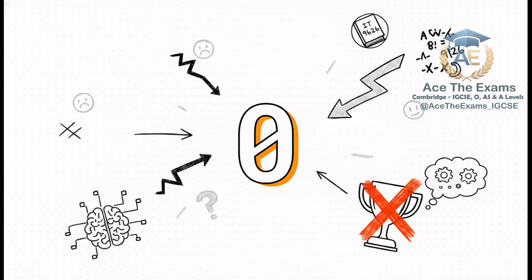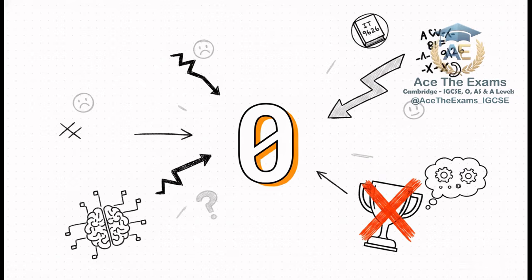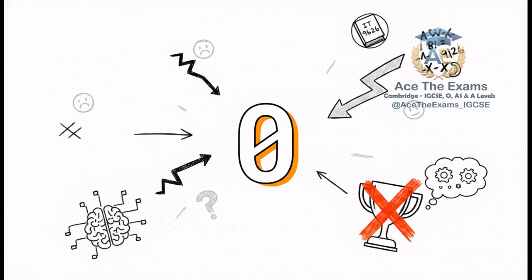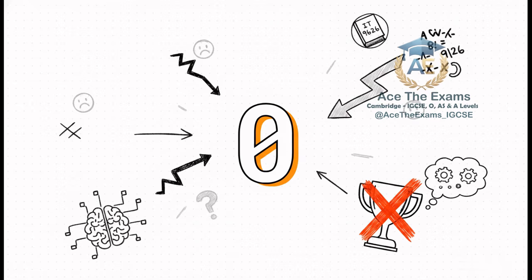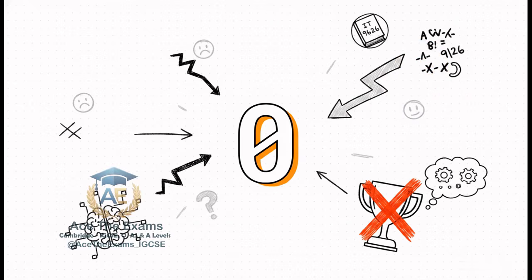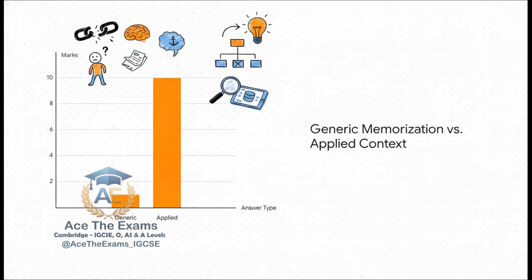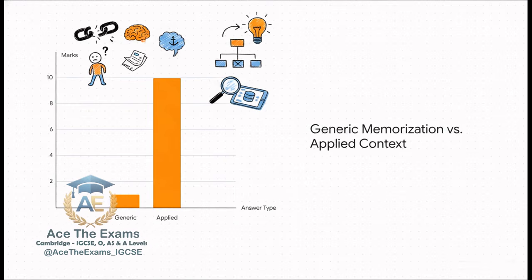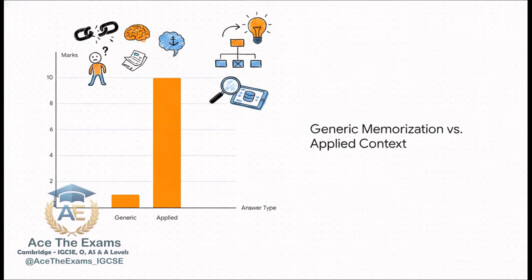Why? Because generic points almost never gain credit in the Cambridge Information Technology 9626 syllabus. A disconnected definition, no matter how technically accurate you might think it is, is simply not going to be enough to secure that top band when the examiner is desperately looking for applied understanding. And honestly, this brilliantly illustrates exactly why your ordinary revision is probably failing you. Generic memorization yields incredibly low marks compared to applied context.